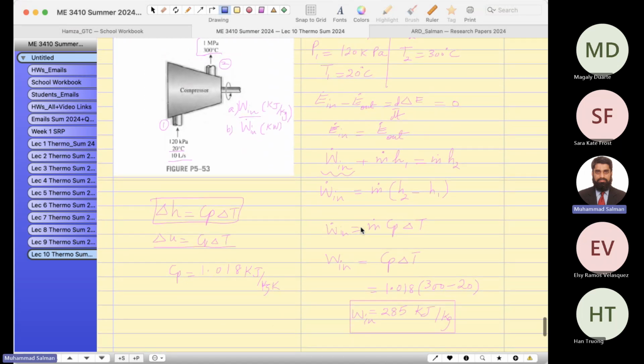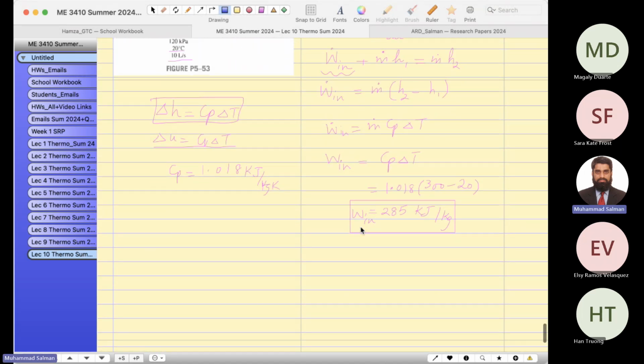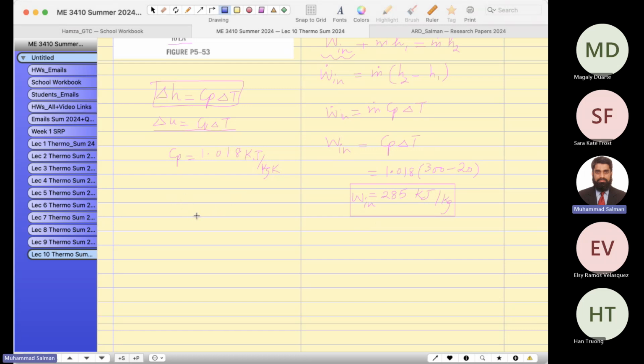The second part says you have to find out in terms of power. So for that, we need to find out what is m dot. Since we have been given the volume flow rate, remember, I can write down m dot over V dot, or I can write down specific volume. So if you know this, let us apply this.